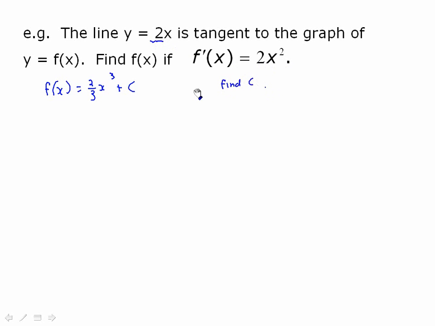Now there is information here. We're told that y equal 2x is tangent to the graph. Now it's important to remember that if y is equal to 2x, this m, the slope, is equal to 2. And that's significant because the slope of the tangent line is the derivative. So it means f prime at x is equal to 2. And we want to find the x value where the derivative f prime at x is equal to 2.